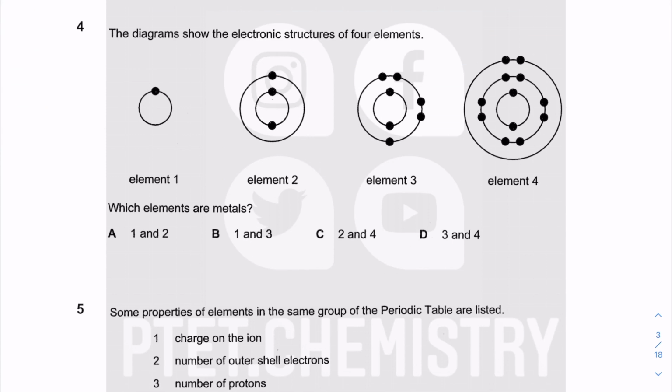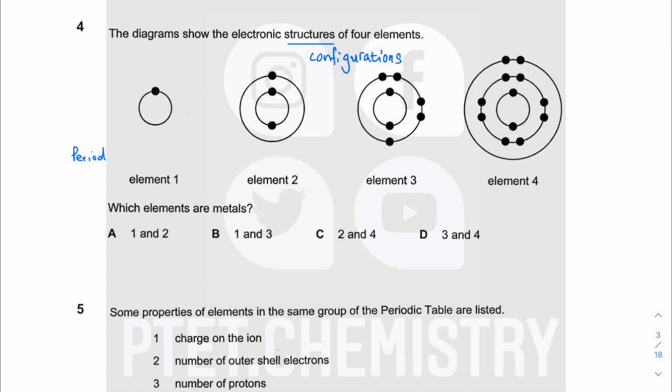Question 4. So we have electronic structures, or sometimes they call it electronic configurations, sometimes electronic arrangement. So basically it's how the electrons are being arranged in the shells. What I can tell you is the period number. Period number, as stated in the syllabus, candidates should be able to state, refers to the number of shells being occupied, the number of shells being filled.